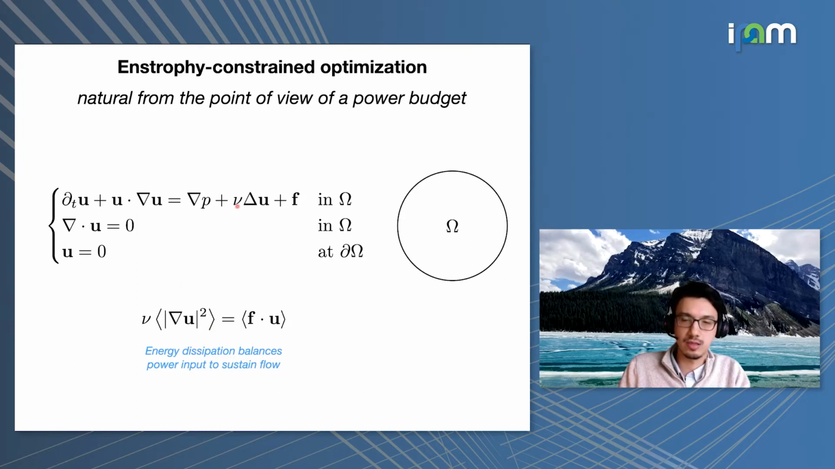Nu is the coefficient of viscosity. Okay, and so on average there is a balance between the power used to sustain the flow by some fan assembly that you're optimally designing and the mean square rate of entropy. And so that's why, instead of constraining F, I can just constrain the mean square rate of entropy, and that essentially does the same thing.